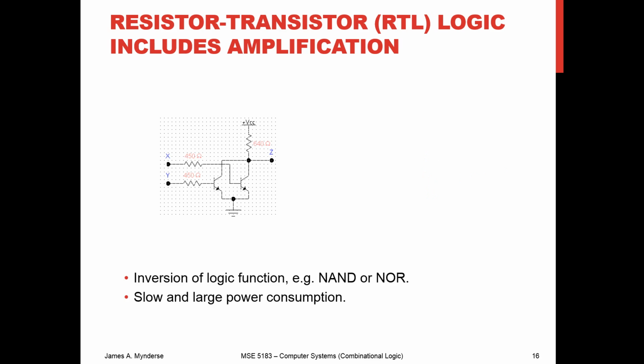Now we've got X and Y in there. You can see X and Y are going to trigger the base of these BJTs. And so when the BJTs are triggered, then we're going to get current flow from VCC down to ground. And so there's our truth table again.